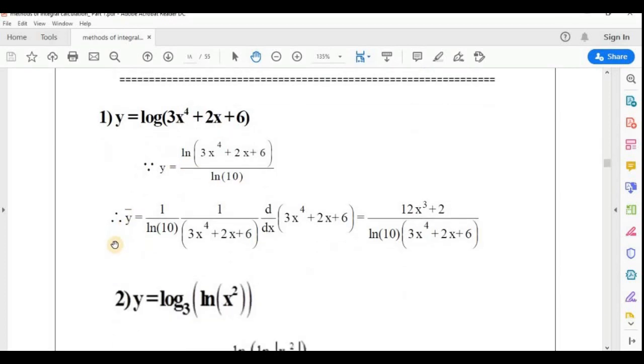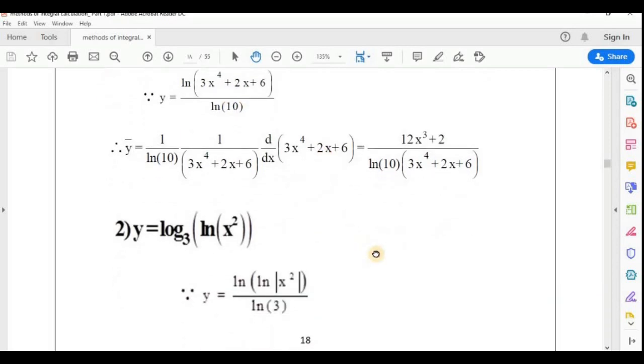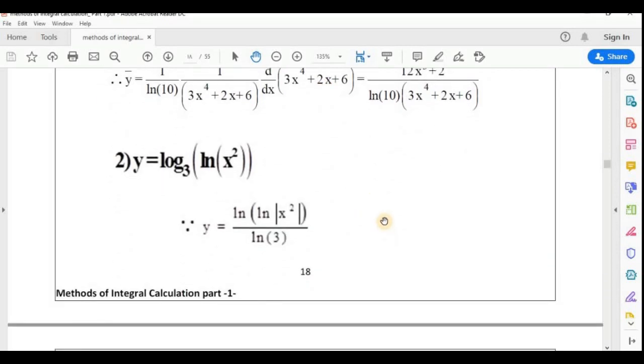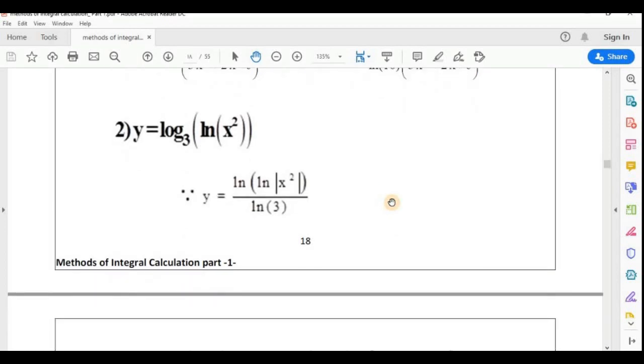Later on, we will find the derivative of the natural logarithm as we did in the previous lectures. So it will be 1 divided by ln 10, times 1 over g(x), multiplied by the derivative of the function. Same as what we did in the previous lecture.